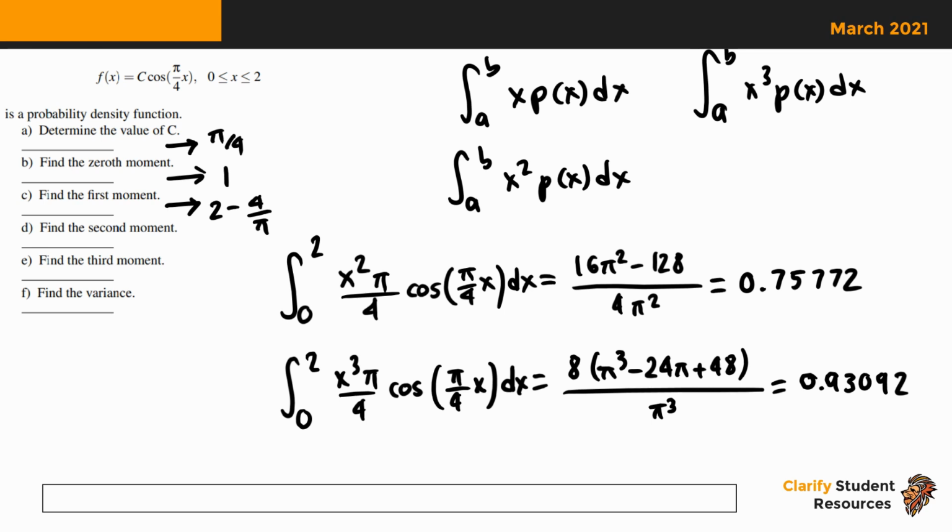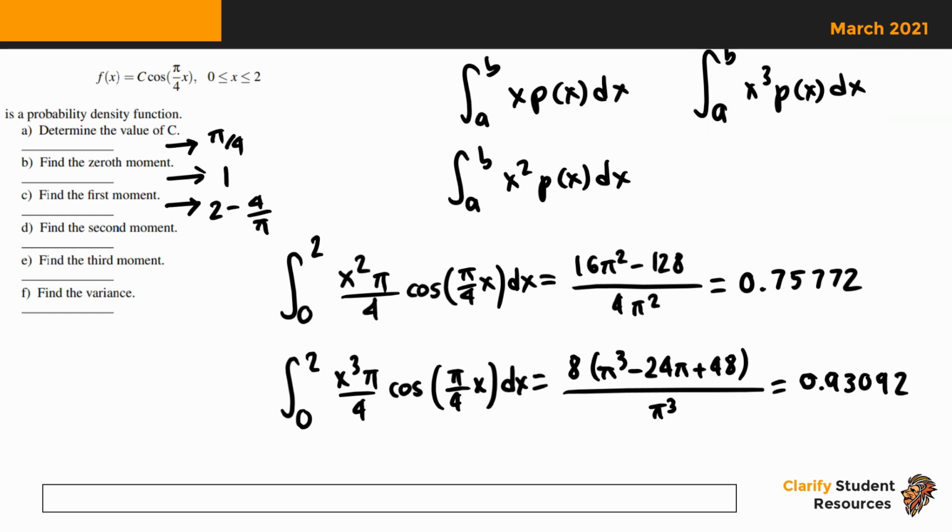All right, so for part D and part E, we're going to repeat the same process. In part C, we showed that the first moment is integrate over its range, x p(x) dx. So for the second moment, it's going to be x squared p(x) dx, and then lastly for the third moment, it's going to be x cubed p(x) dx.